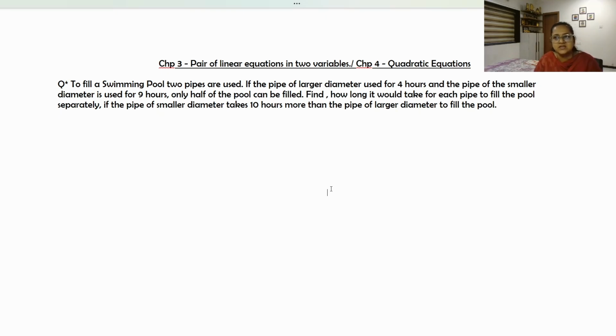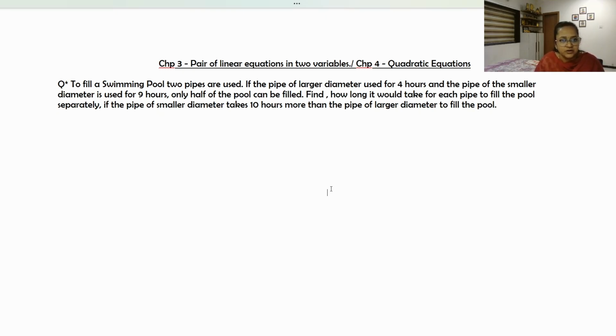When you have word problems like this, read them at least 2 to 3 times to understand what it is trying to say. It says to fill a swimming pool, two pipes are used. So we have two pipes, larger diameter, smaller diameter. The pipe of larger diameter is used for 4 hours and the pipe of smaller diameter is used for 9 hours. Together, they fill half the pool, not the full, half the pool. Find how long it will take for each pipe to fill the pool separately.